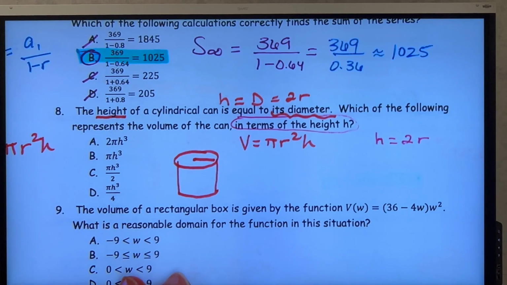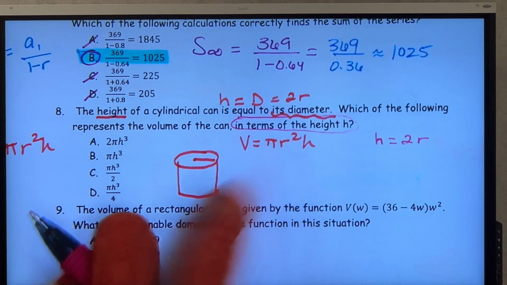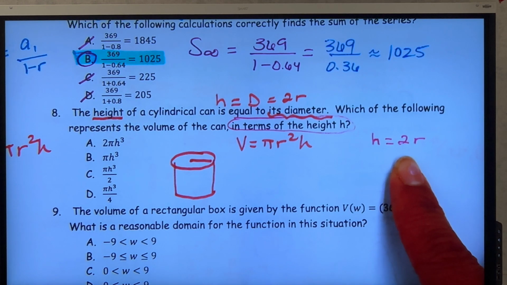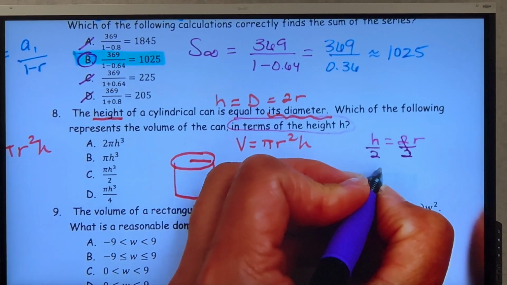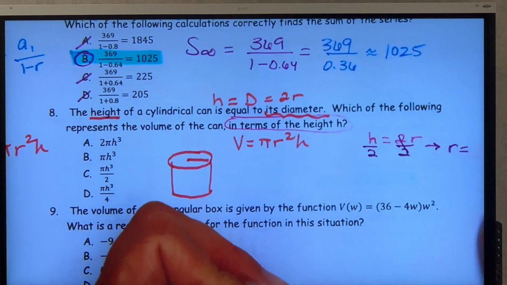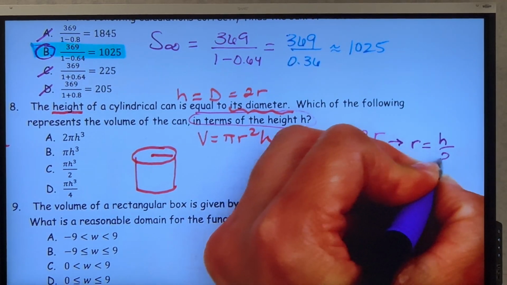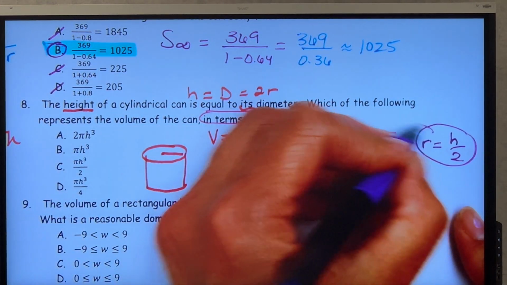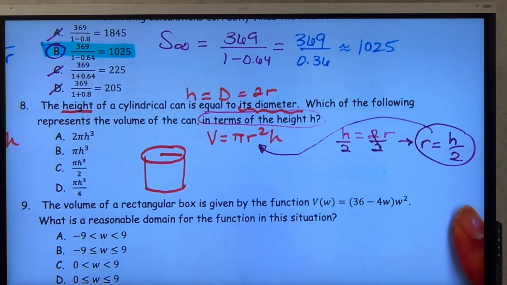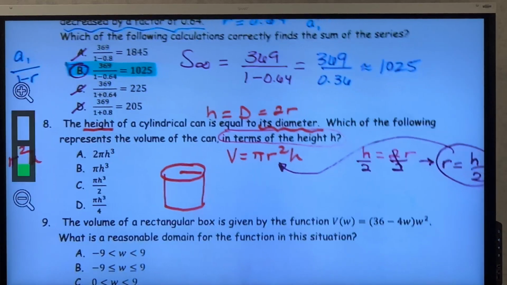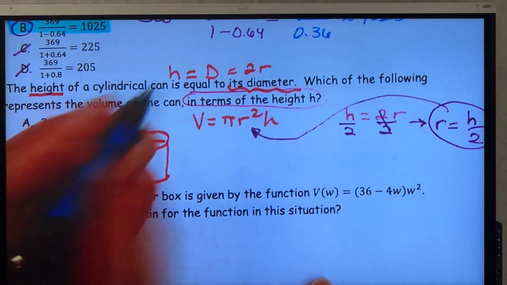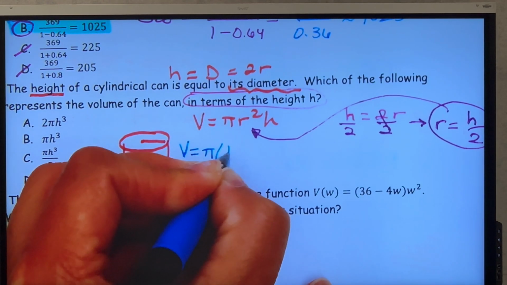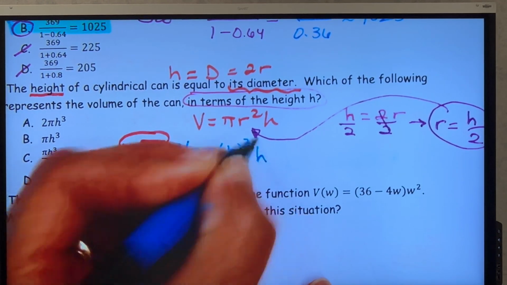We need to solve for r because we're going to replace r with whatever we get. So to solve for r, I need to isolate the r, which means I've got to get rid of that 2. So I have to divide both sides by 2. That means r is going to equal h over 2. Now we can replace the r with h over 2. But remember, this is pi r squared, so we're going to replace r with h over 2, but we're going to have to square it. So we get V equals pi times h over 2 quantity squared times h.